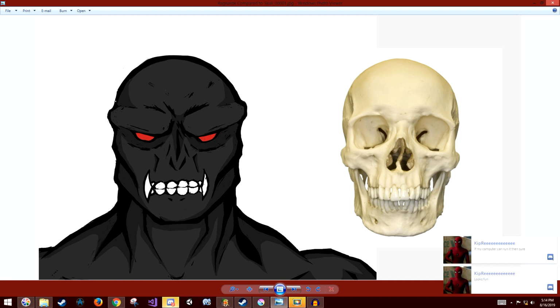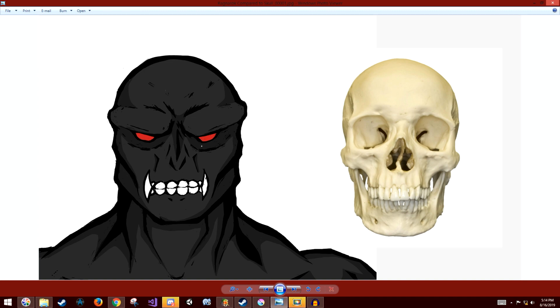Now, the temples are not really defined so much on here, but that's just this character in particular. I sometimes define the temples on Ragnarok, sometimes I don't. But this is a good example of how you take the information that you would gather from the skull, and then it translates into a face.